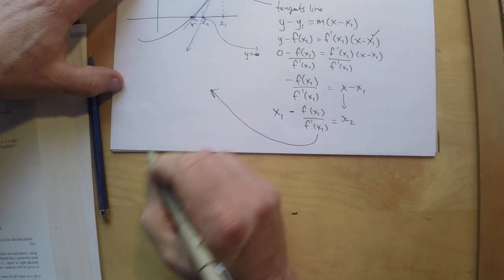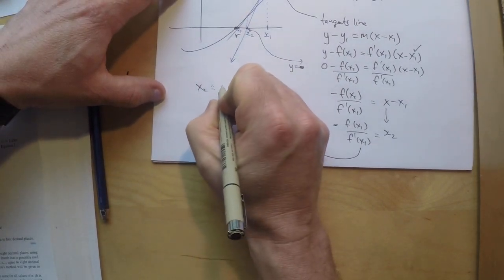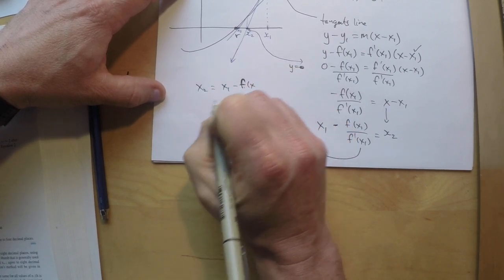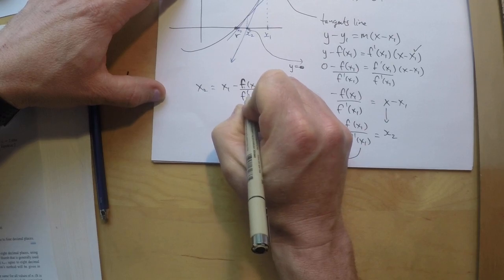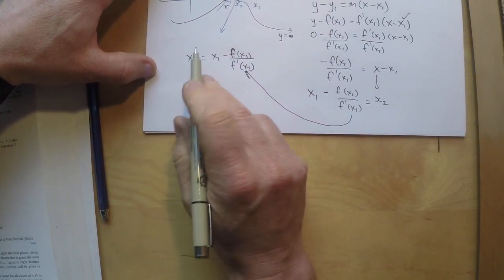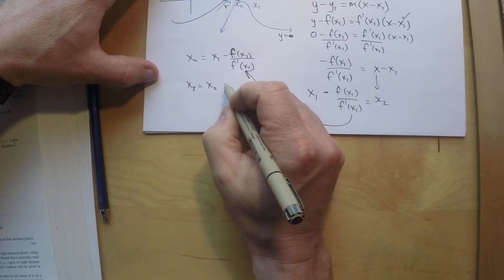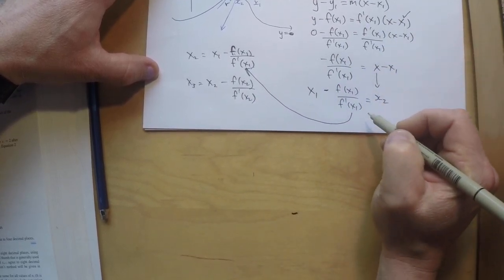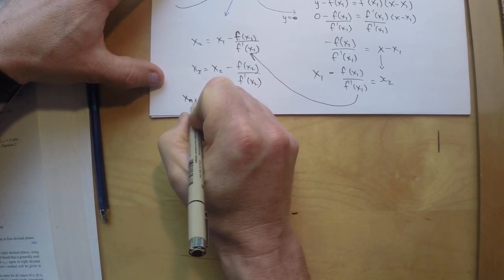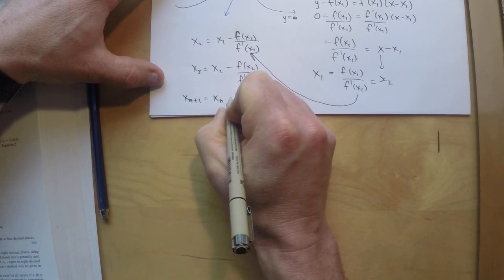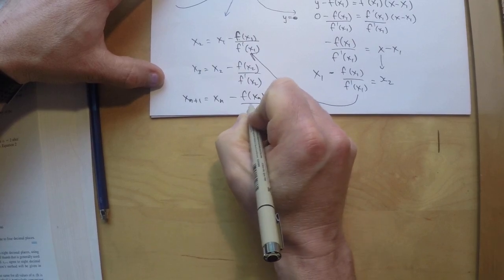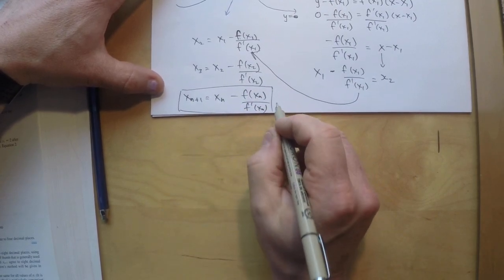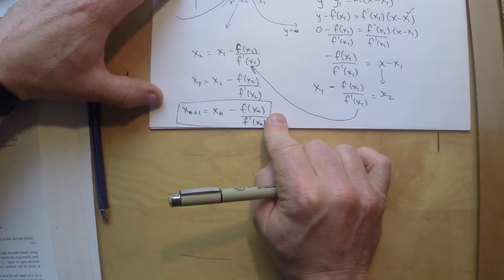So what they came up with out of this: if we know that x2 equals x1 minus f of x1 divided by f prime of x1, then x3 will end up being x2 minus f of x2 over f prime of x2 for the same reasons. And even better, x of n plus 1 becomes x of n minus f of x of n divided by f prime of x of n. And that is your formula, almost like a sequence. Well, it is a sequence, literally.